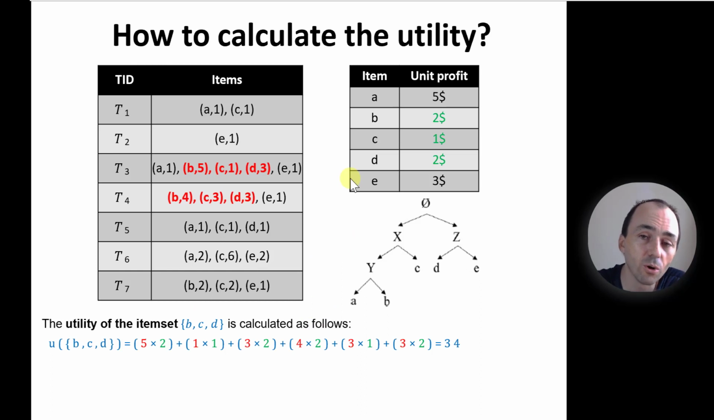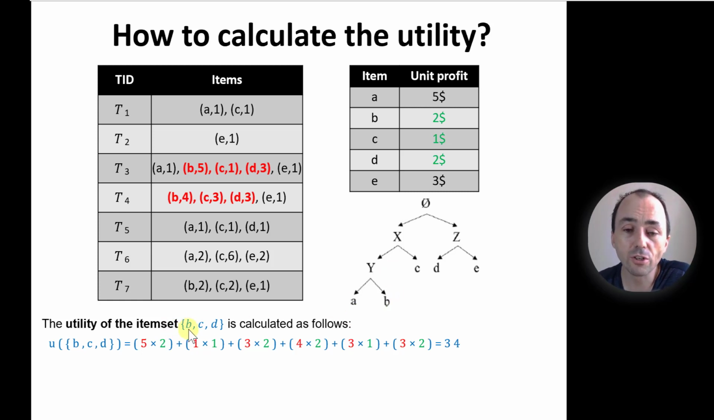So let me show how it works. How do we calculate the utility if we have a taxonomy like this? I will explain with some examples to make it easy to understand. If you want more details later, you can have a look at the paper also or try the code and see how it works.